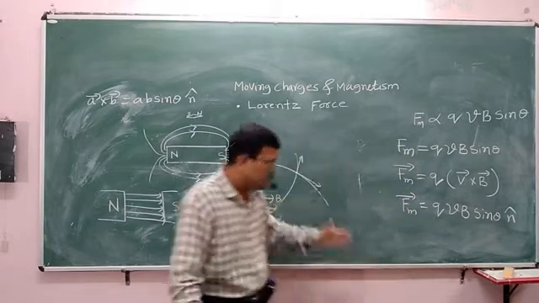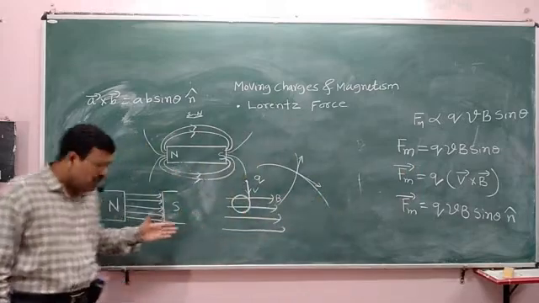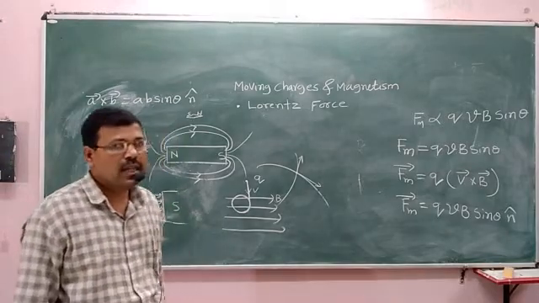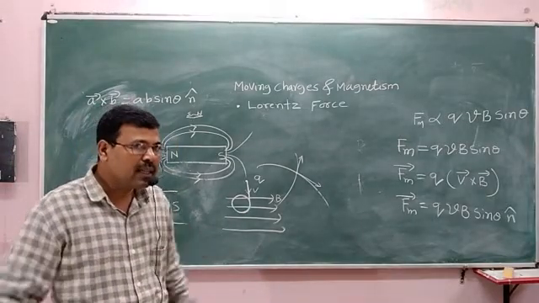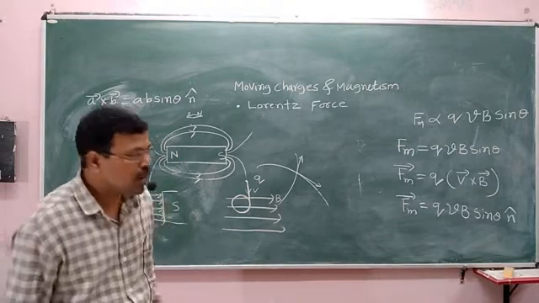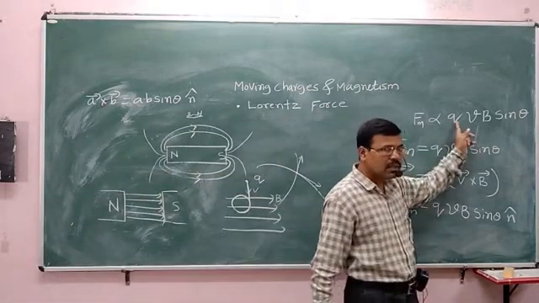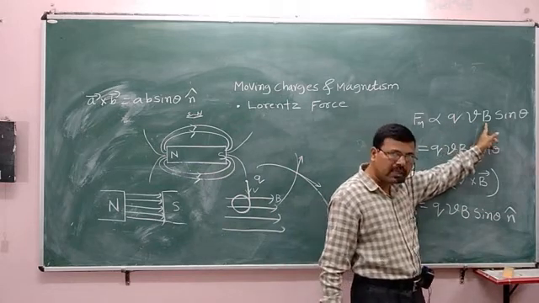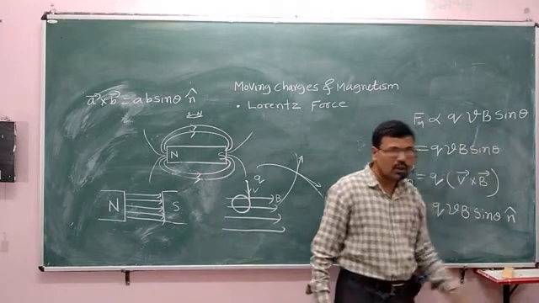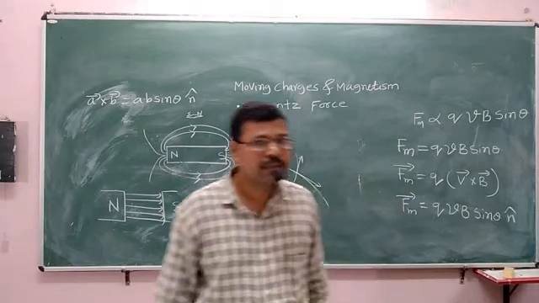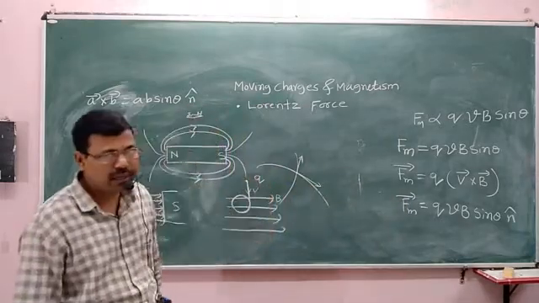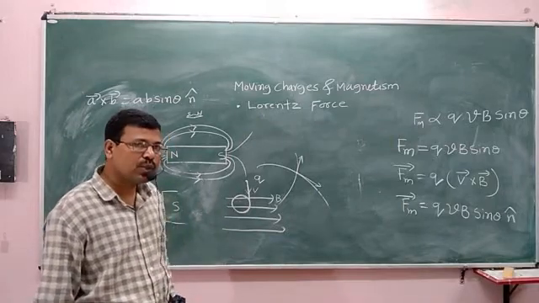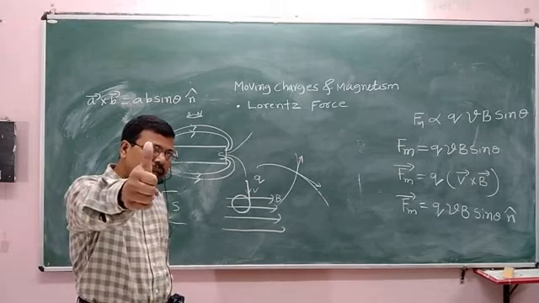It's very clear. Whenever a charged particle is moving in a magnetic field, the charged particle experiences magnetic force. And the magnetic force experienced by the charged particle depends on four factors: the magnitude of the charge, the velocity of the charge, the magnetic field, and the sine of the angle between velocity and the magnetic field. Then how do we find the direction of this magnetic force? By using the right hand thumb rule.